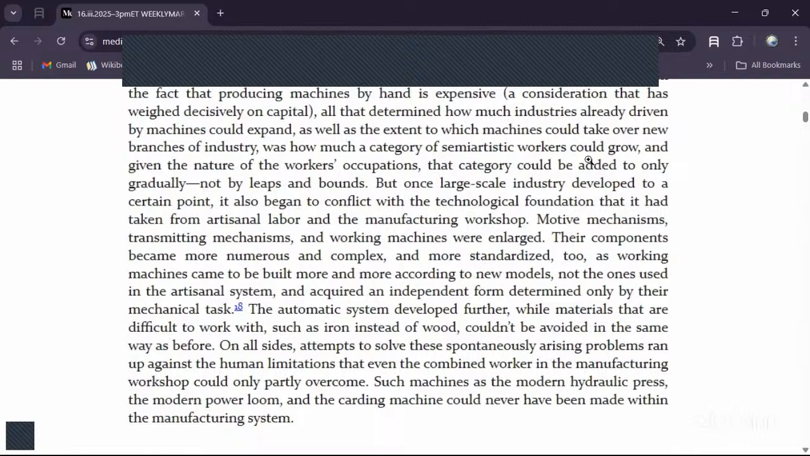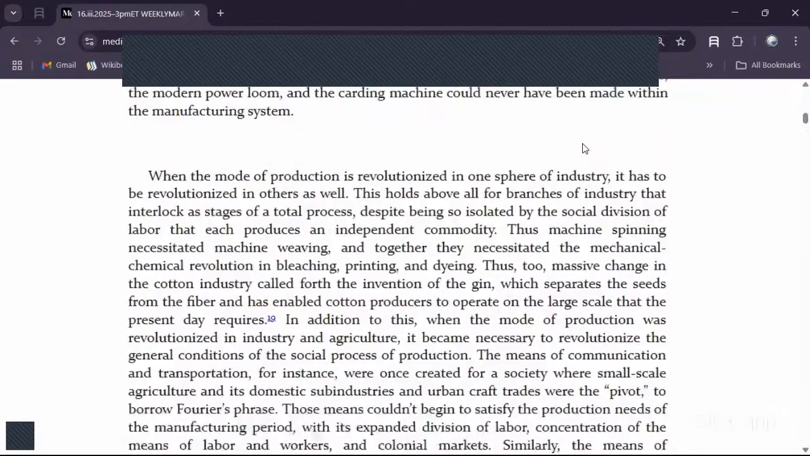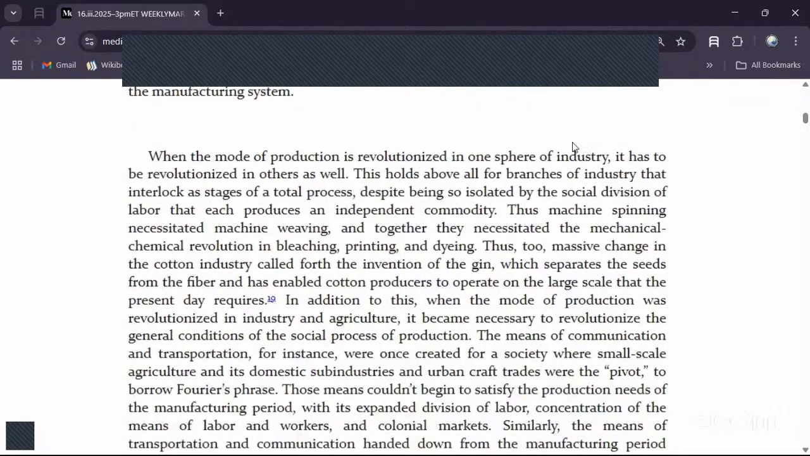Such machines as the modern hydraulic press, the modern power loom, and the carding machine could never have been made within the manufacturing system. When the mode of production is revolutionized in one sphere of industry, it has to be revolutionized in others as well. This holds above all for branches of industry that interlock as stages of a total process, despite being so isolated by the social division of labor that each produces an independent commodity. Thus, machine spinning necessitated machine weaving, and together they necessitated the mechanical and chemical revolution in bleaching, printing, and dyeing.